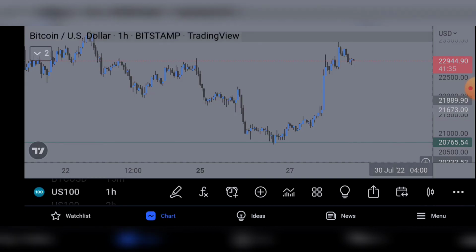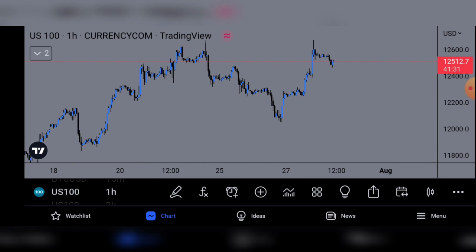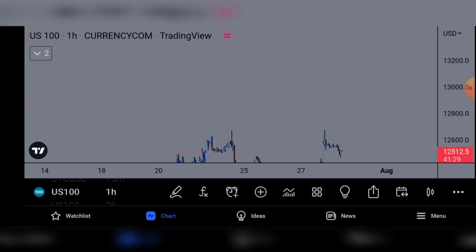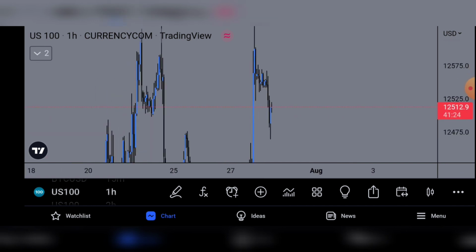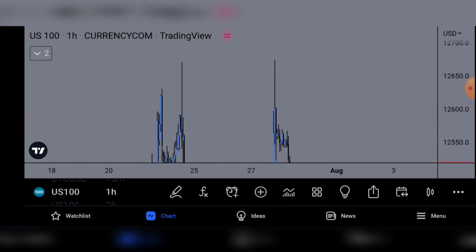So on NAS 100, overall analysis on NAS 100. This is from the 1 hour time frame, right? From the 1 hour time frame, you can see price is still having a rejection.